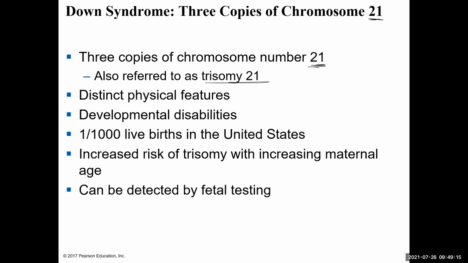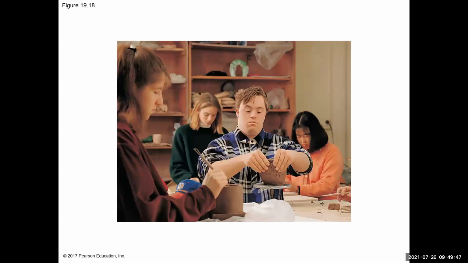And Down syndrome has distinct physical features and developmental disabilities that are very common with individuals that have this disease. This actually happens pretty commonly in 1 in 1,000 live births. Risk of trisomy 21 increases as you get older. You have more of a chance for that non-disjunction happening, and you can actually do genetic tests while the embryo or while the fetus is growing to determine if your offspring has extra copies of the 21st chromosome.